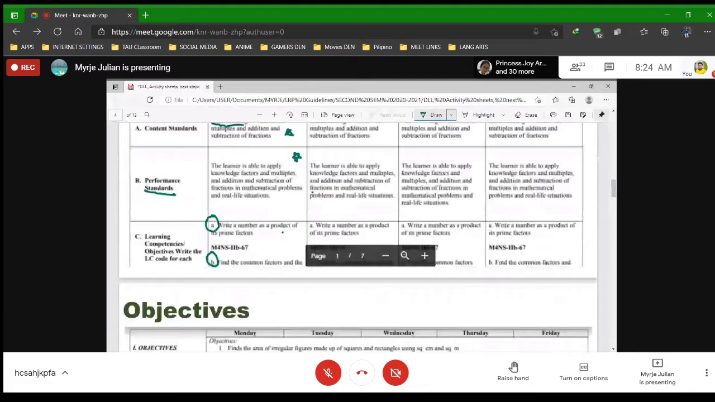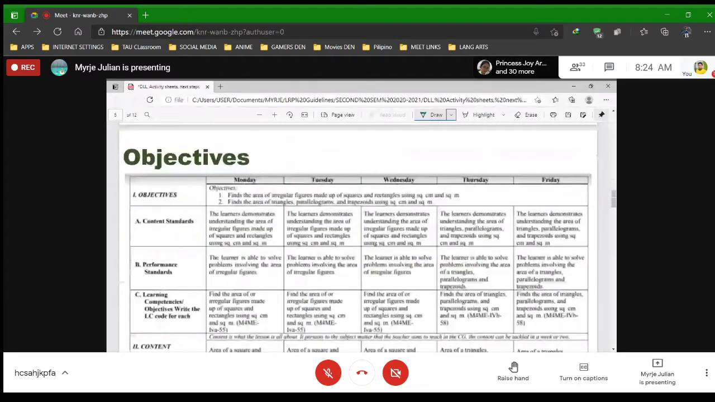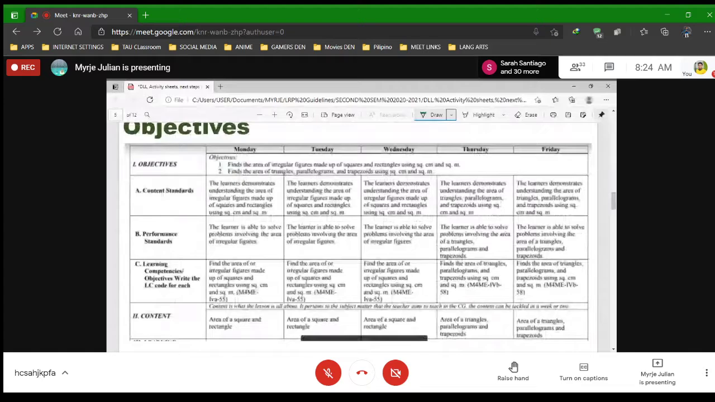So sabi ko nga sa inyo, okay lang na dalawa yung objectives natin. Basta hindi lang siya dapat maging isa. At least 2 yung objectives natin. So dito, finds the area of irregular figures, and then second is find the area of triangles, parallelograms, trapezoids, using square centimeters and square meters.